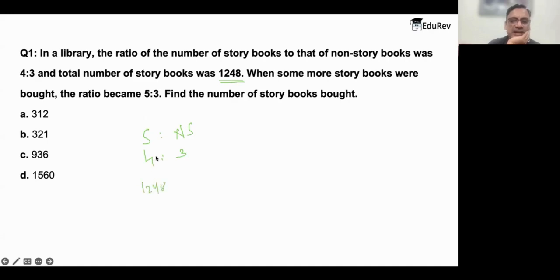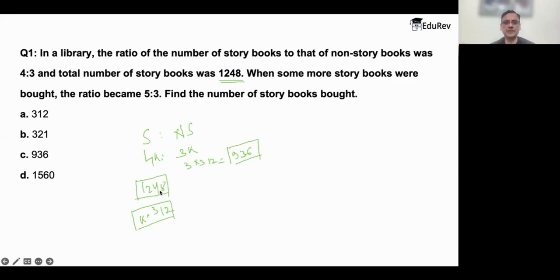So you know K, because this was 4K and this was 3K. So 4K is equal to 1248. If you divide, you will get K is equal to how much? 1248 divided by 4 is 312. K is equal to 312. Hence, your non-storybooks would be 3 into 312, which will be 936. So this is the present count of the books.